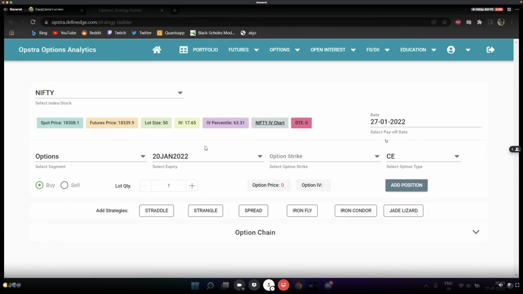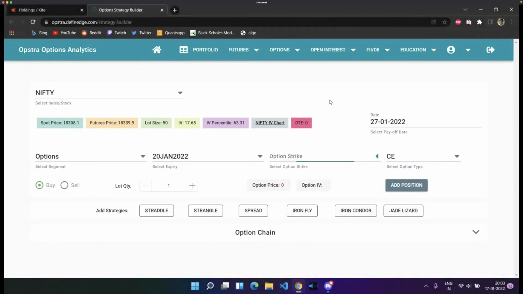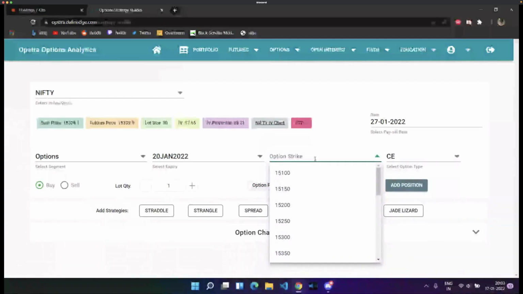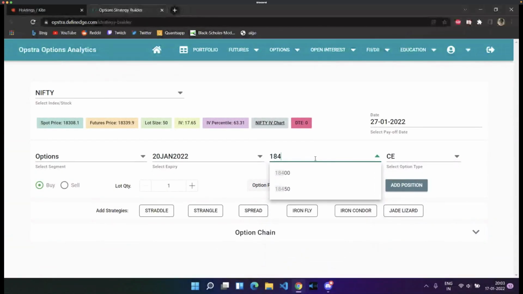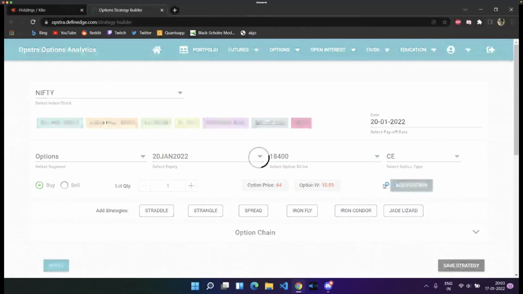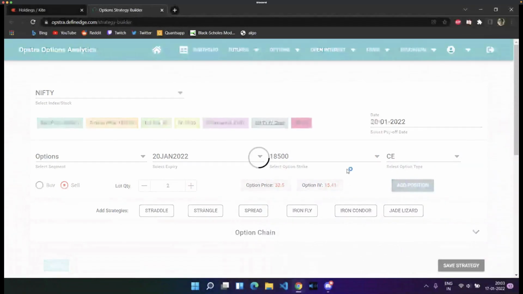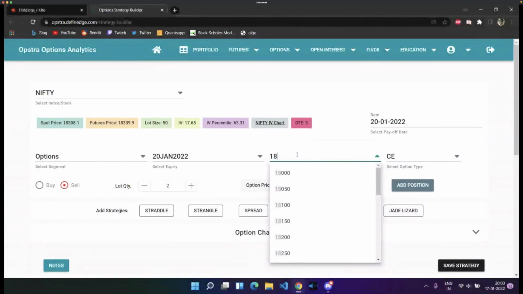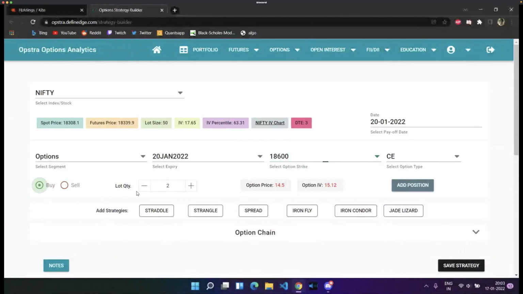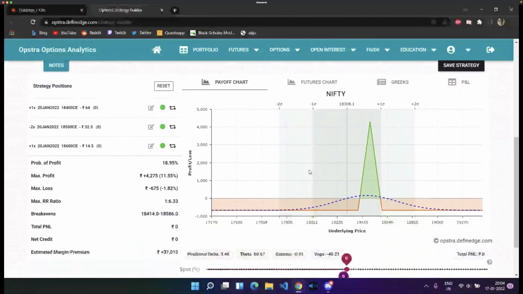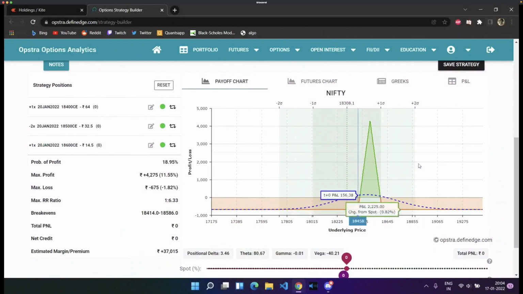And I'll just start with building a basic butterfly. Since spot is at 18,300 right now, we'll pick the 18,400 call, buy one lot of it, sell two lots of 18,500, and buy one lot of 18,600. So this is a call butterfly. This is what you usually see.